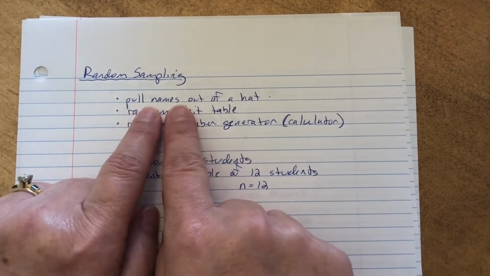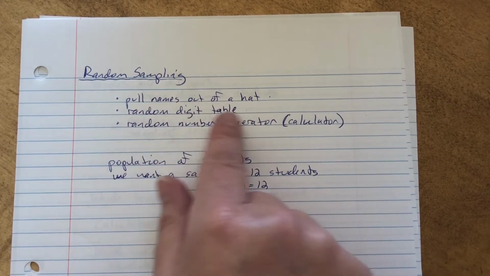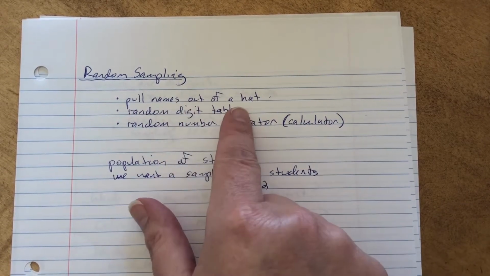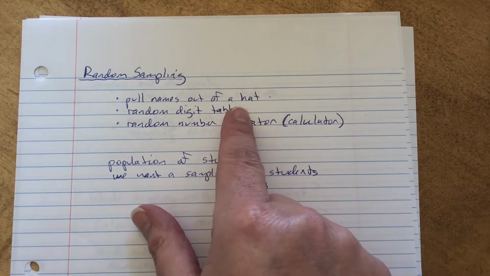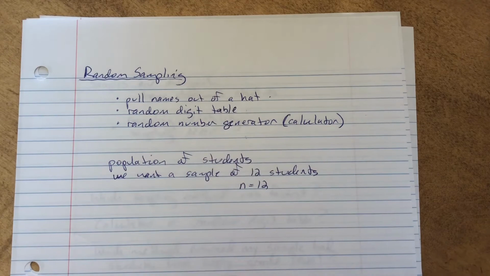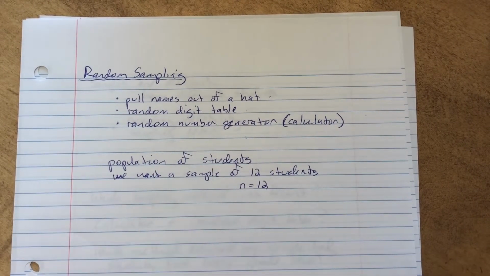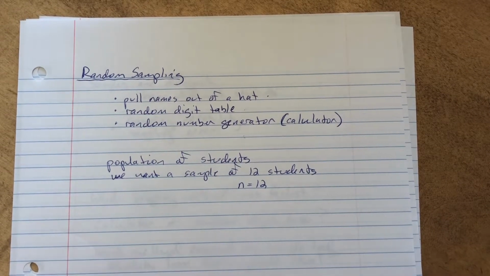First of all, let's talk about pulling names out of a hat. This is something we used to do a long time ago. When you were a little kid and you were going to play a game, you wanted to randomly pick somebody. Playing tag, you want to randomly select somebody to be it. You wrote everybody's name on a piece of paper, threw it in a hat or a bowl, mixed it up, and grabbed the piece of paper out, and that person was it. So that's your most basic way of randomly selecting somebody. We don't do that in the professional world.